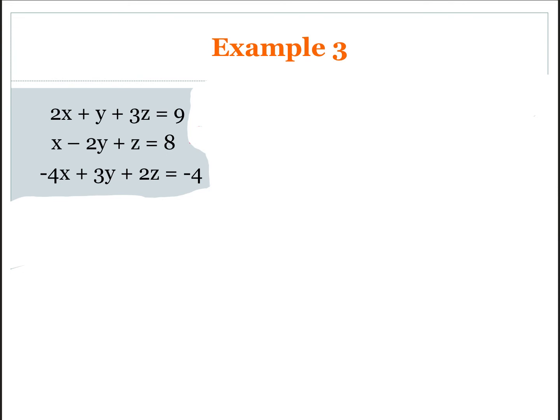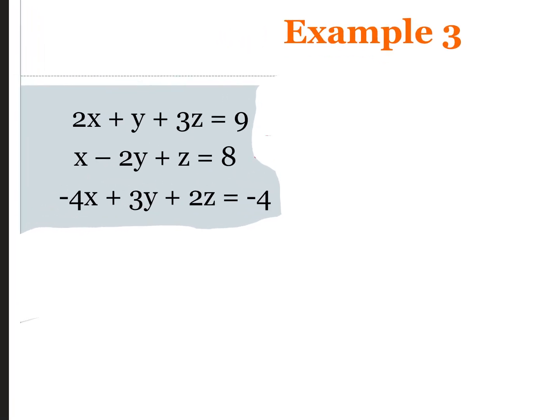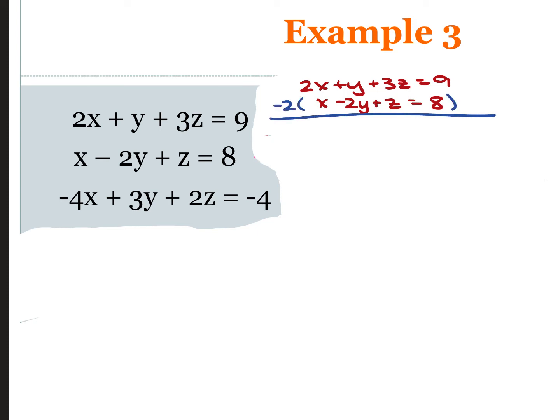For this example, we have 2x plus y plus 3z is equal to 9, x minus 2y plus z is equal to 8, and negative 4x plus 3y plus 2z is equal to negative 4. I'm going to start by using the 2x plus y plus 3z is equal to 9, and the x minus 2y plus z is equal to 8. I'm going to multiply the bottom equation by negative 2, so that way my x values cancel out.